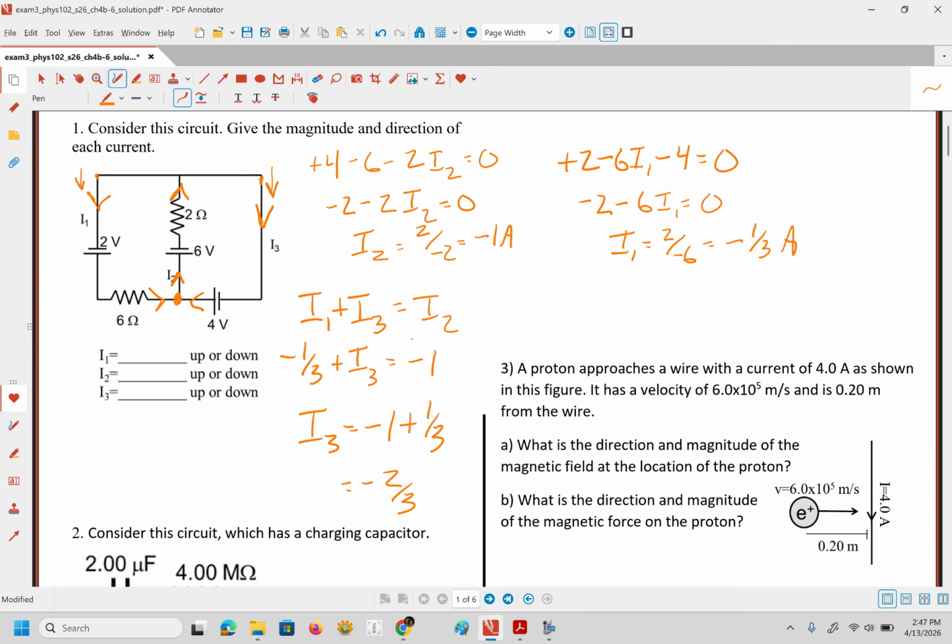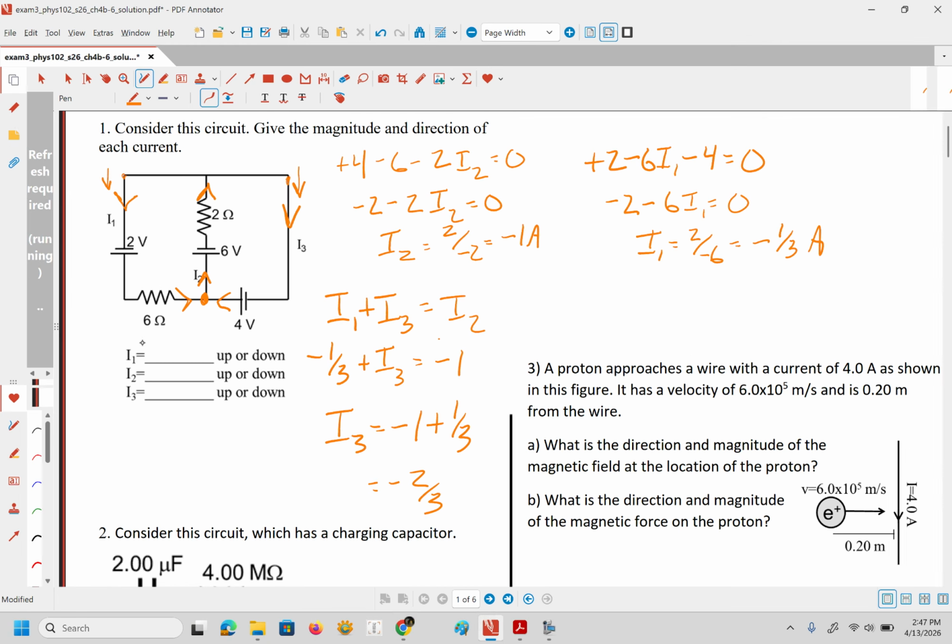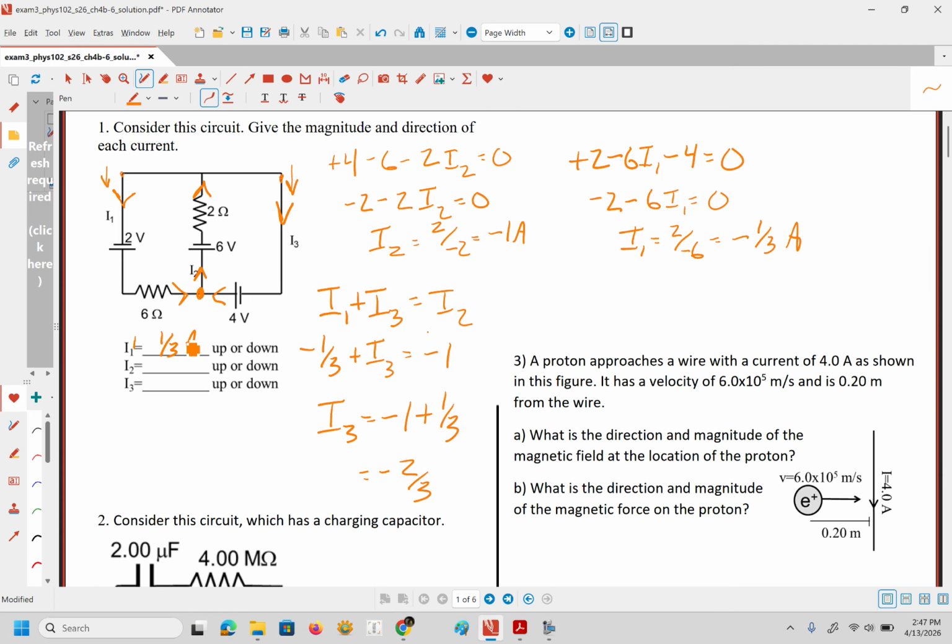So now I can record all of these currents. I1 is 1/3 amp. I had chosen I1 down, so that means it's up. I2 is negative 1 amp. I had chosen it up, but it came out negative, so that means it's down. It's like all mine came out negative, actually. And then I3 is 2/3 amps. I had chosen it down, so that means it's up. So I1 is up, I2 is down, and I3 is up. They're opposite because all those currents came out negative.